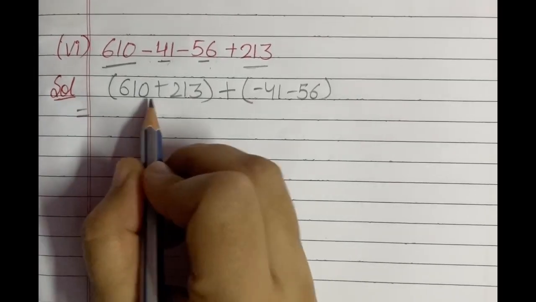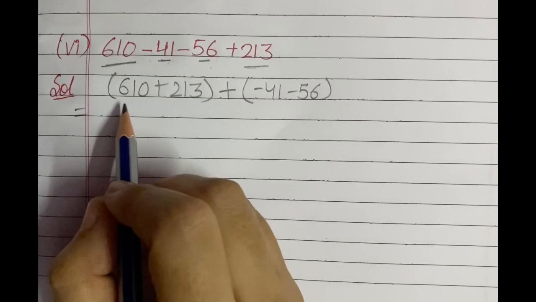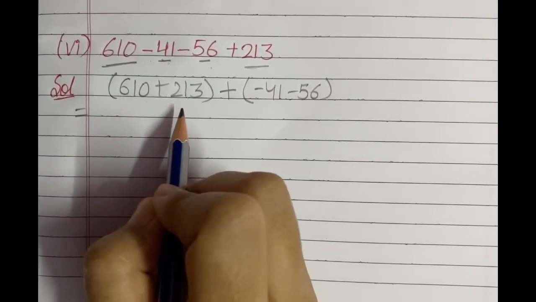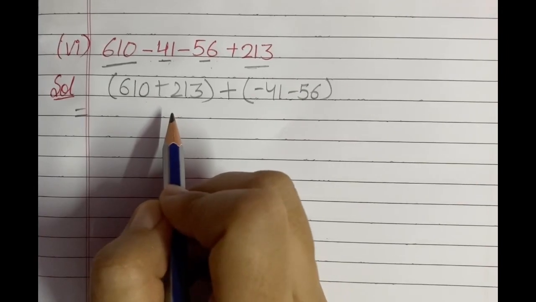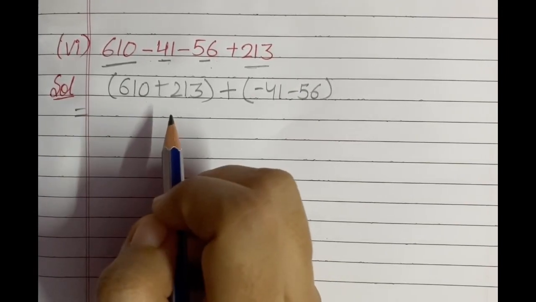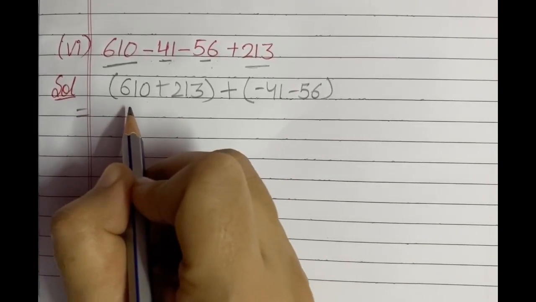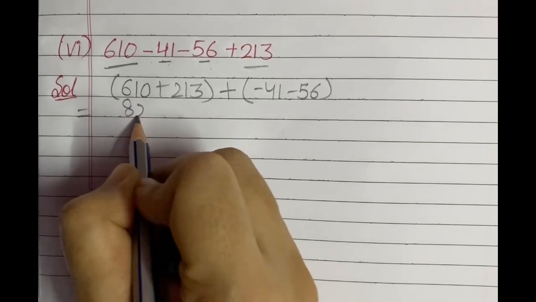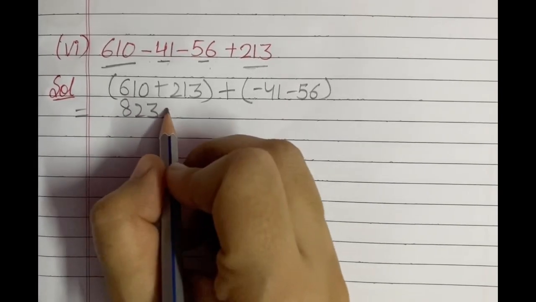Now on solving the first bracket, what we will get? See, both the integers are positive. That means what we have to do? We have to add them, and we have to take the common sign, that is positive sign. So on adding them, what we will get? We will get positive 823, or simply 823 plus.